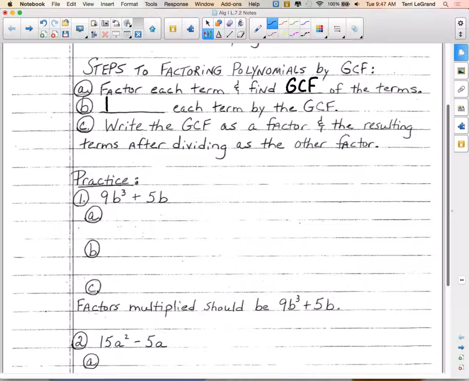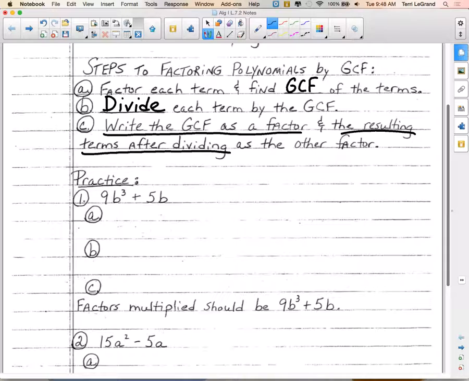Then in step B, you're going to divide each term by that GCF. When we're factoring, we're really dividing out something that they all have in common. And then this is the really important part. Sometimes we tend to forget about that GCF that we divided out. So I want you to underline this. Step C: write the GCF as a factor. That's going to be your first factor, we'll call it. It has to be one of your factors. And the resulting terms after dividing are the other factor.